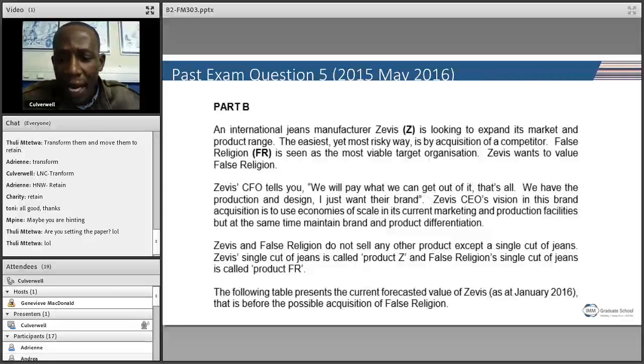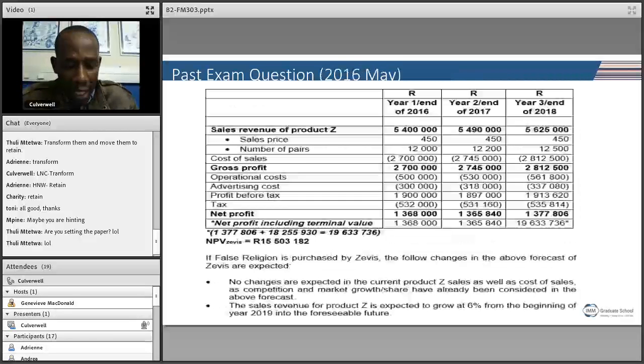The following table represents the current forecasted value of Zevis, and of importance there is the wording here. Remember, the company we're working for is called Zevis. We have already done a projection. So the projection that I'm going to have on the next slide is not actuals, but projections. So we've already done a projection for Zevis. That is before the possible acquisition of False Religion.